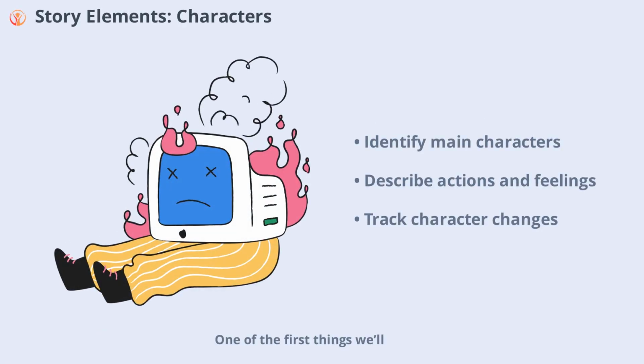One of the first things we'll focus on is identifying and describing characters. Characters are the people or animals in a story who drive the action and make choices. We'll learn how to look for details about what characters say, do, and feel. By paying close attention, you'll be able to describe characters in depth and explain how they change throughout the story. Understanding characters helps us connect with the story and make predictions about what might happen next.